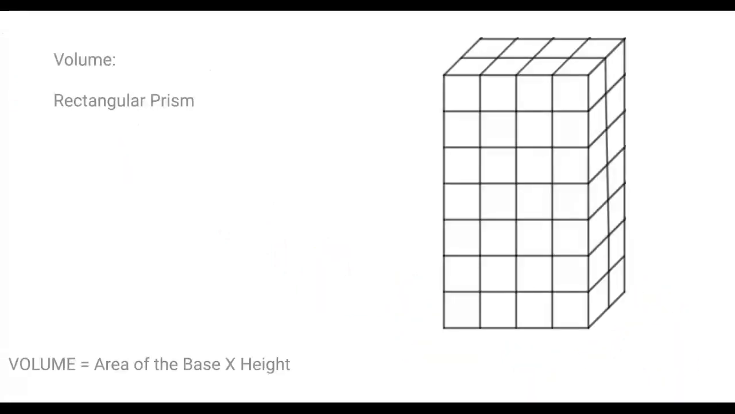Please consider this rectangular prism. In our last example, we found the volume by multiplying the area of the base by the height. Pause the video and see if you can create a multiplication expression using the area of the base of this rectangular prism multiplied by its height.